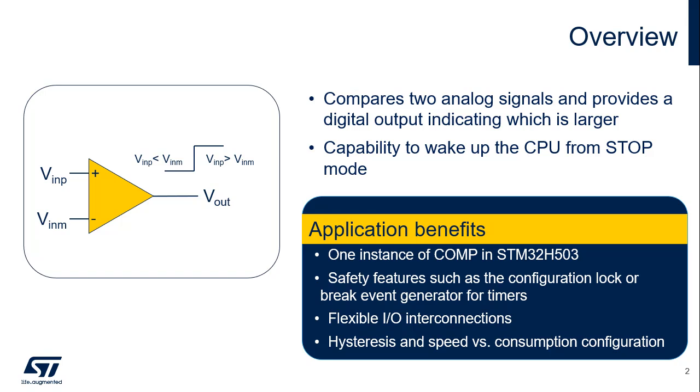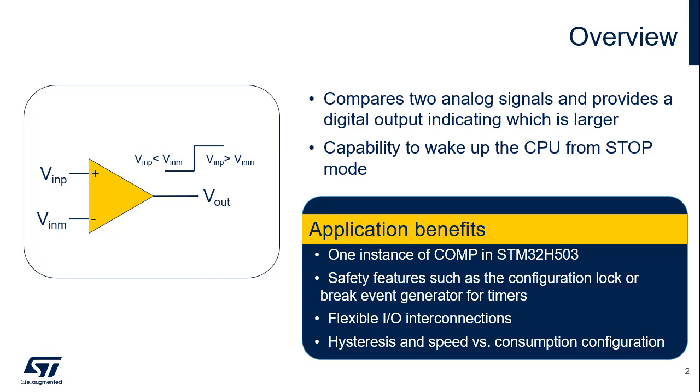The comparator inside STM32H503 microcontrollers provides a binary output, which indicates if the analog voltage on the plus input is larger than the voltage on the negative input. It allows the microcontroller to react when the analog signal crosses a predefined threshold. The comparator continuously monitors voltage in contrast to an analog-to-digital converter which operates in sampled mode.